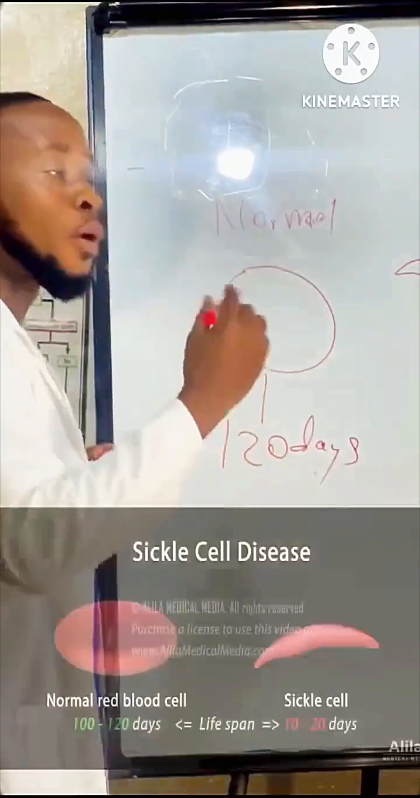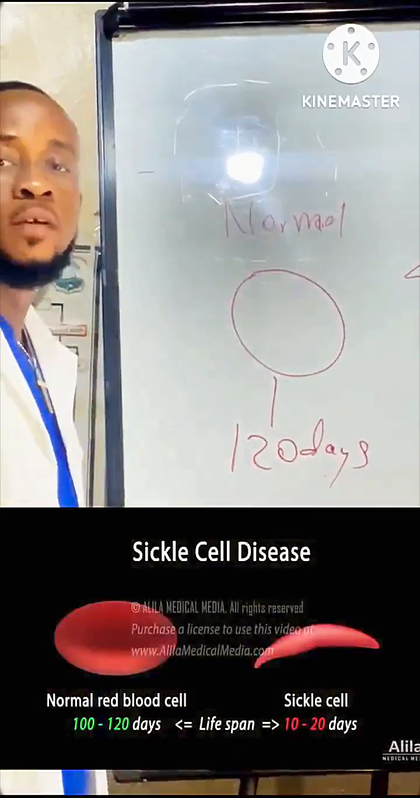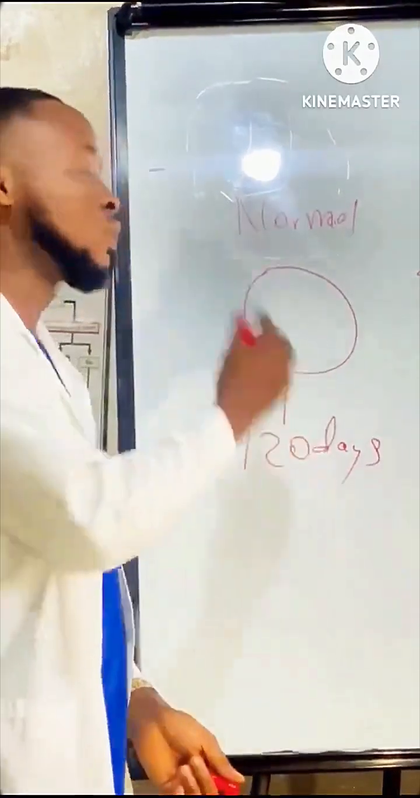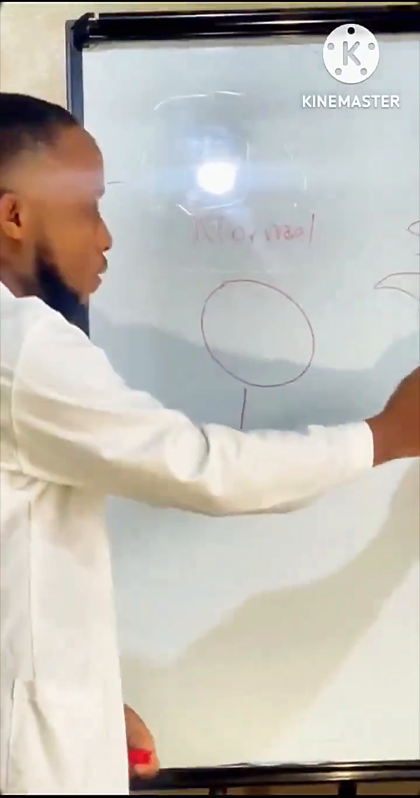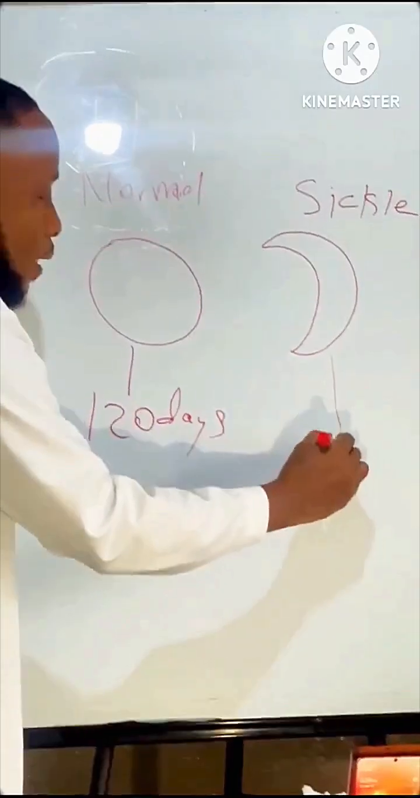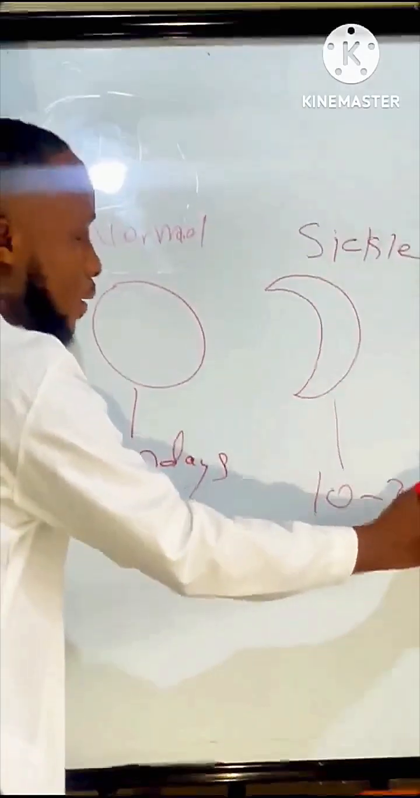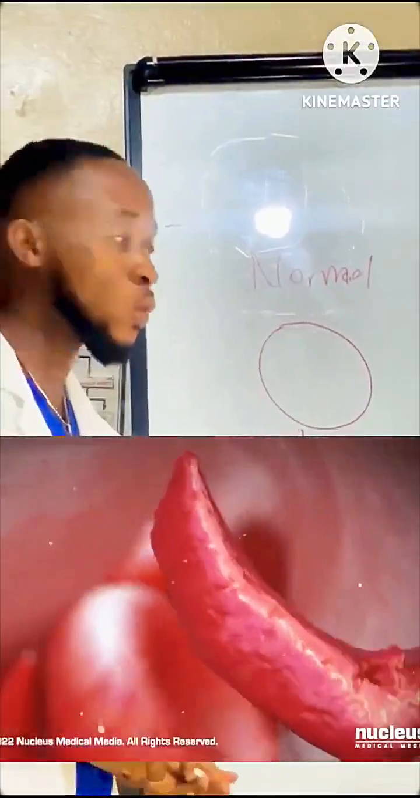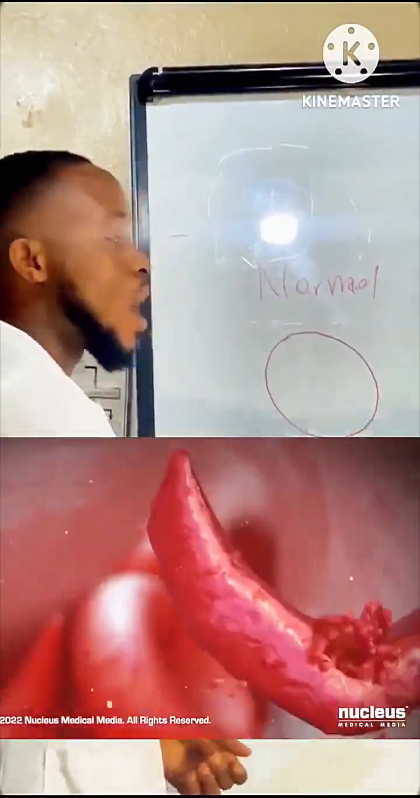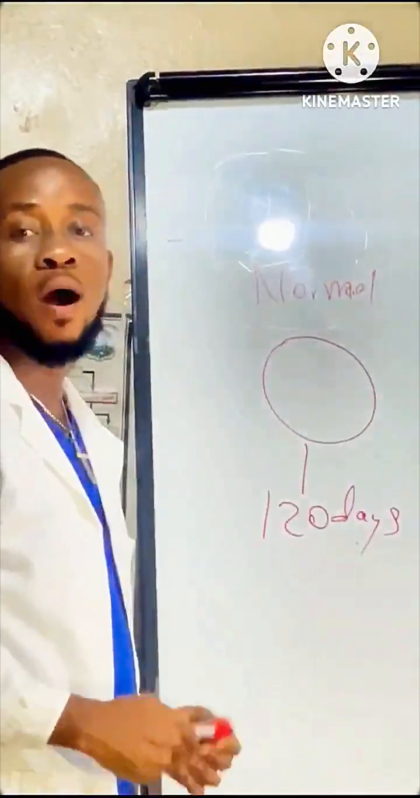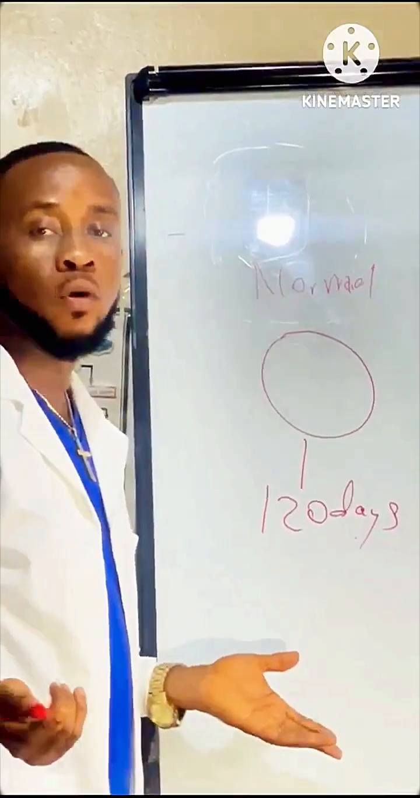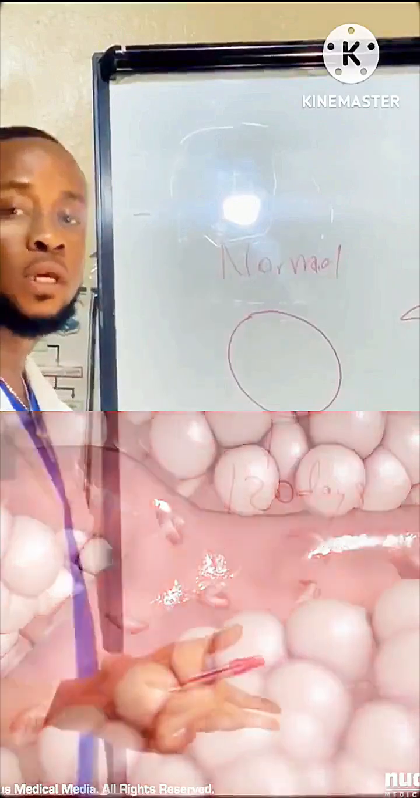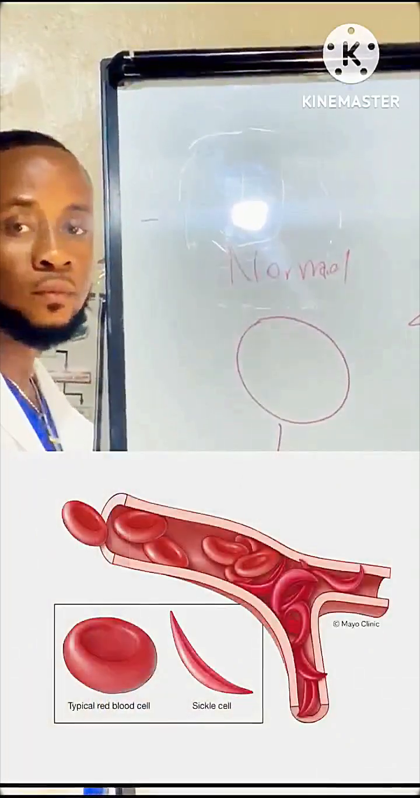So in that 120 days, you still maintain your blood level. You won't have a reduction in blood, because the blood is still there, the hemoglobin is still there. But these sickle cells will take about 10 to 20 days and then die, for new cells to be replaced. So if in 10 to 20 days you have cells dying every moment, you are exposed to having low blood often. That's why people frequently experience low blood in sickle cell.